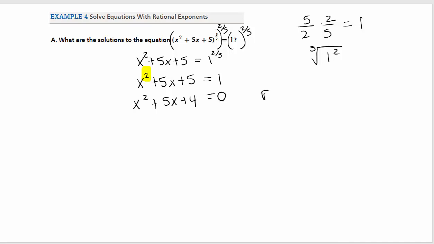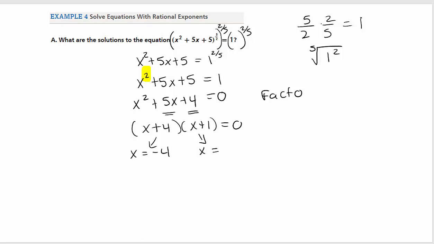And then we're going to factor. So we're looking for numbers that multiply together to get 4 and add together to get 5. So we have x plus 4 and x plus 1. We set each parenthesis equal to 0, so we get x is equal to -4 and x is equal to -1. Now the last step is that, oh, I forgot the x on my factor. The last step is that we have to actually check our solutions.